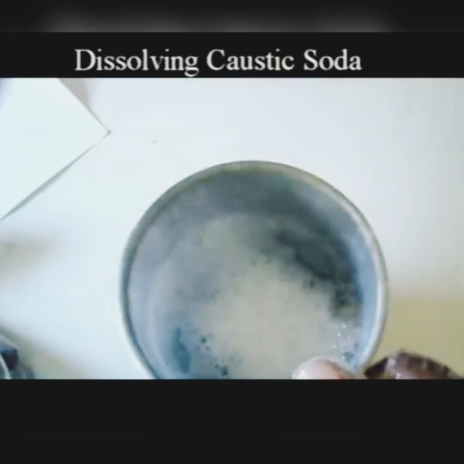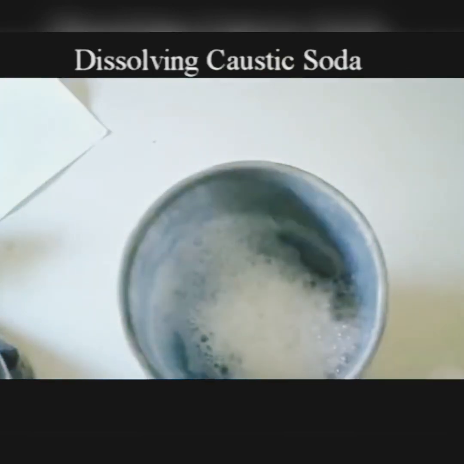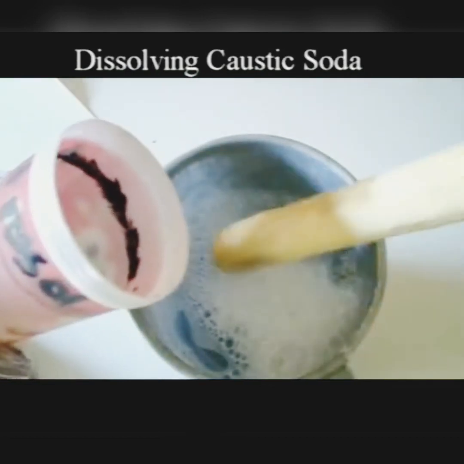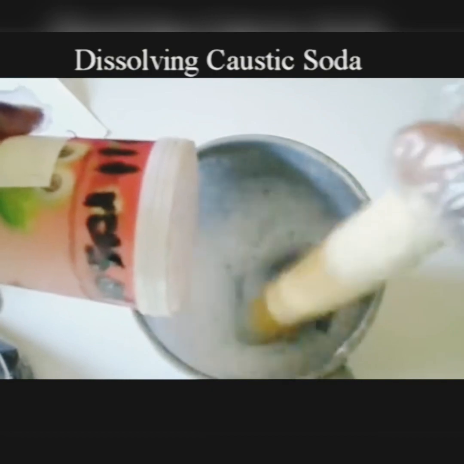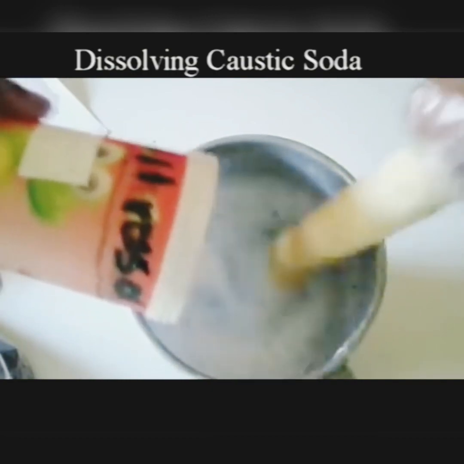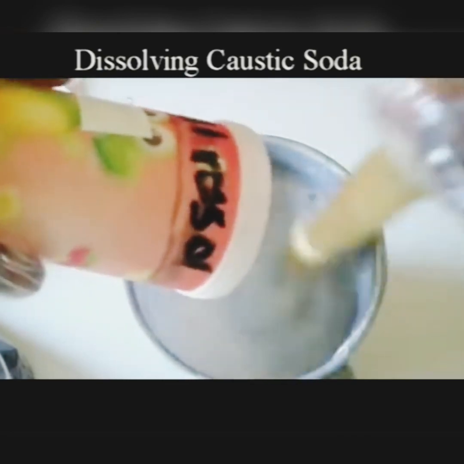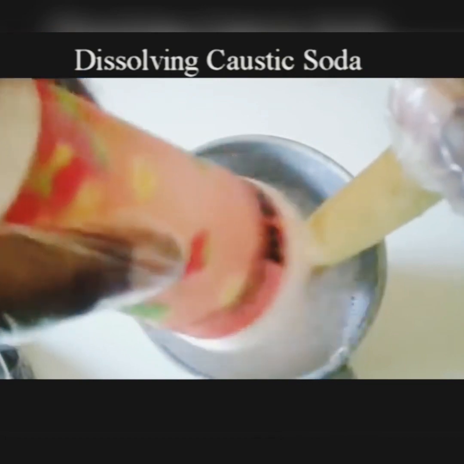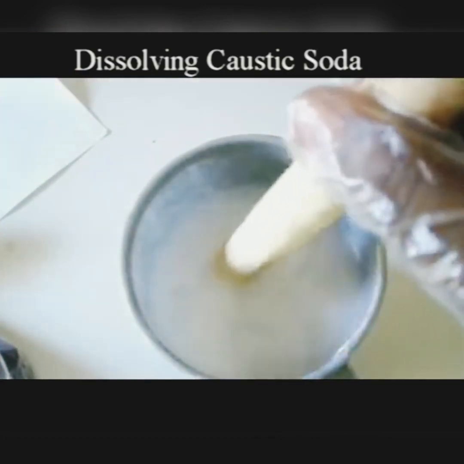Caustic soda, we're measuring the water now, and we'll now dissolve the caustic soda in the water. Caustic soda has the same crystalline structure as sugar. Very, very sharp crystals. So make sure you stir the solution properly to ensure that all the crystals dissolve in the water.